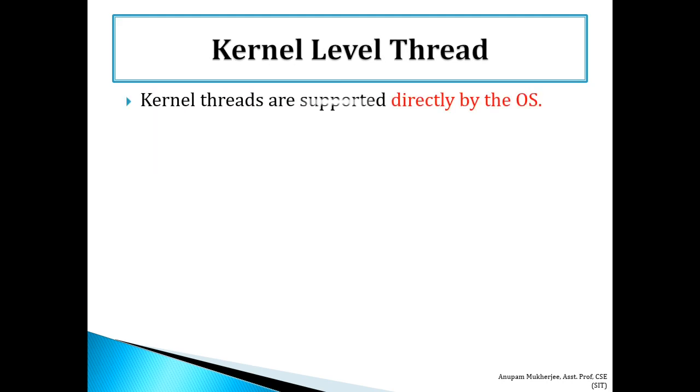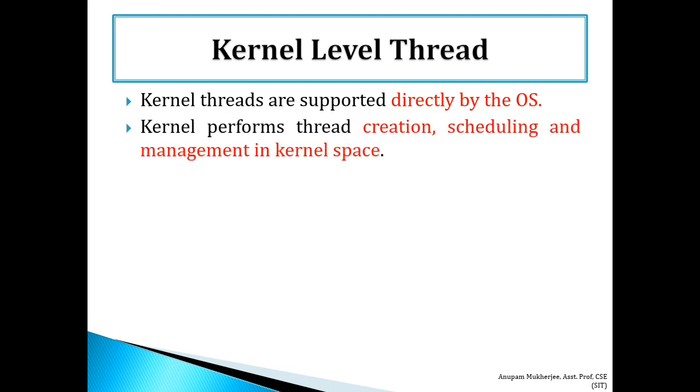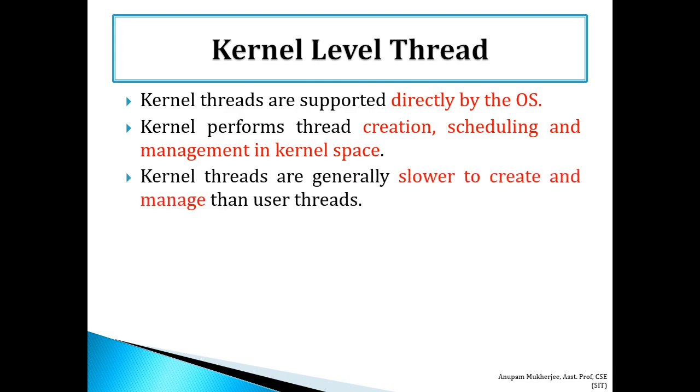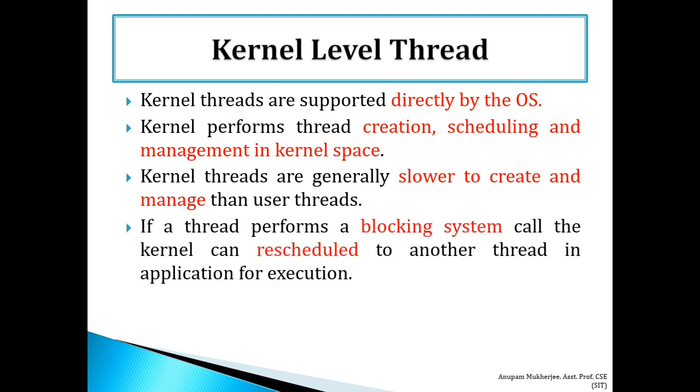Then we focus on kernel level threads. Kernel level threads are supported directly by the operating system. When we install an operating system, by default all these system related files are kernel related files, and the kernel is the core part of any operating system. The kernel performs thread creation, scheduling and management in kernel space, not in user space. Kernel threads are generally slower to create and manage than user level threads. If a thread performs a blocking system call, the kernel can reschedule another thread in the application for execution.